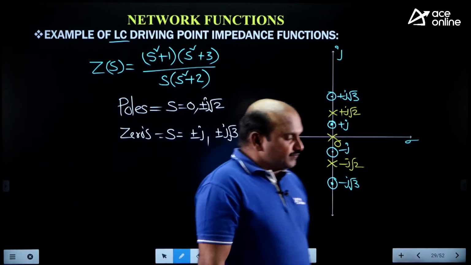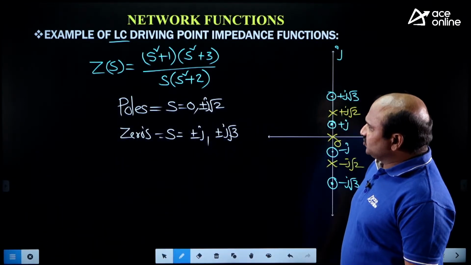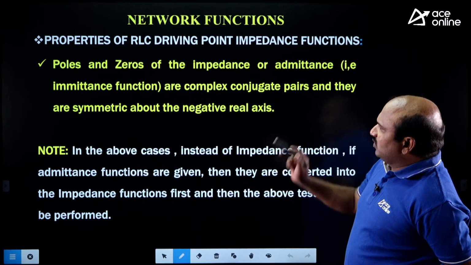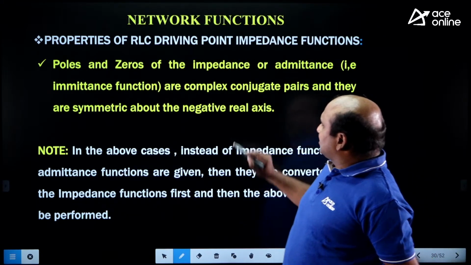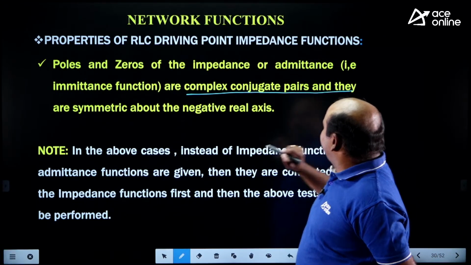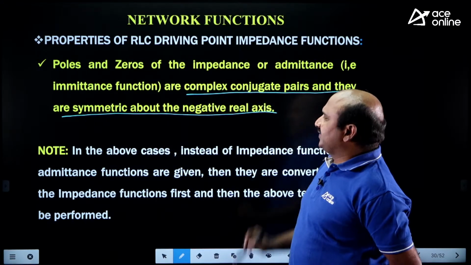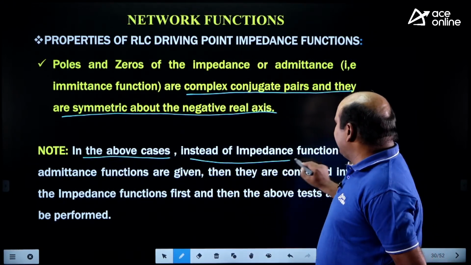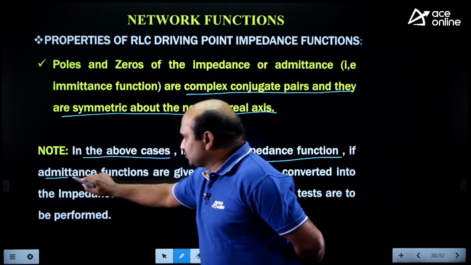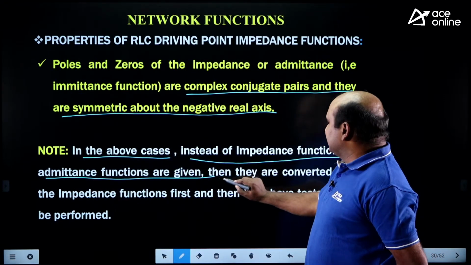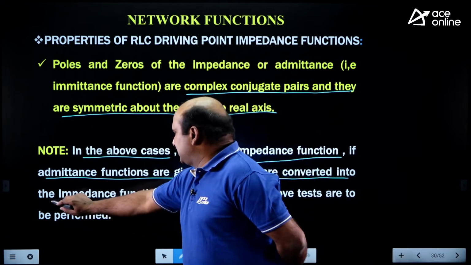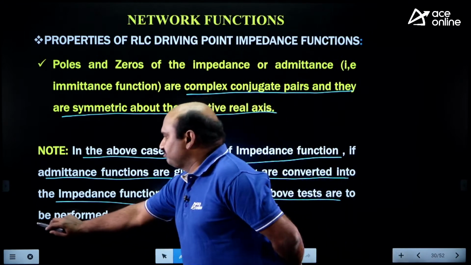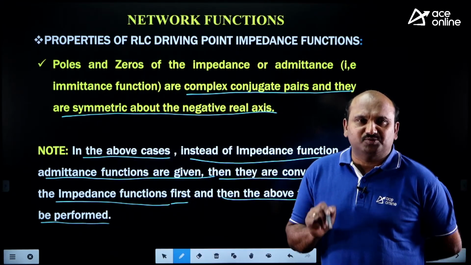Right. Now, let me consider that the function is like this for RLC. See this one: properties of RLC driving point impedance. Poles and zeros of impedance or admittance functions are complex conjugate pairs and they are symmetric about the negative real axis. This point is very important: instead of the impedance function, if the admittance function is given, then it is converted into the impedance function first, and then the above tests are to be performed.